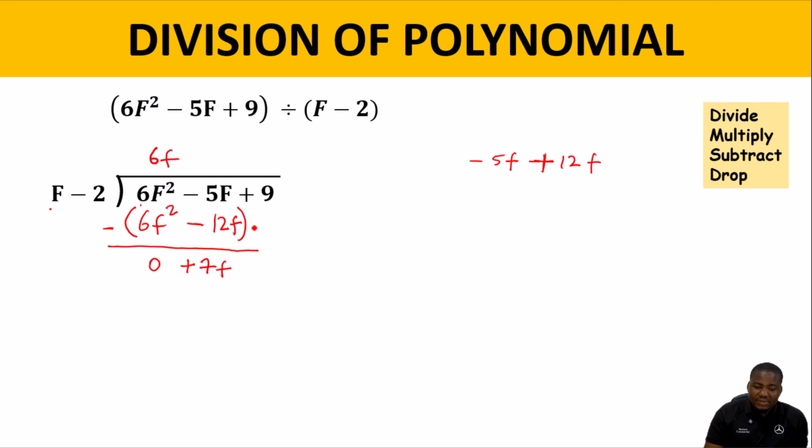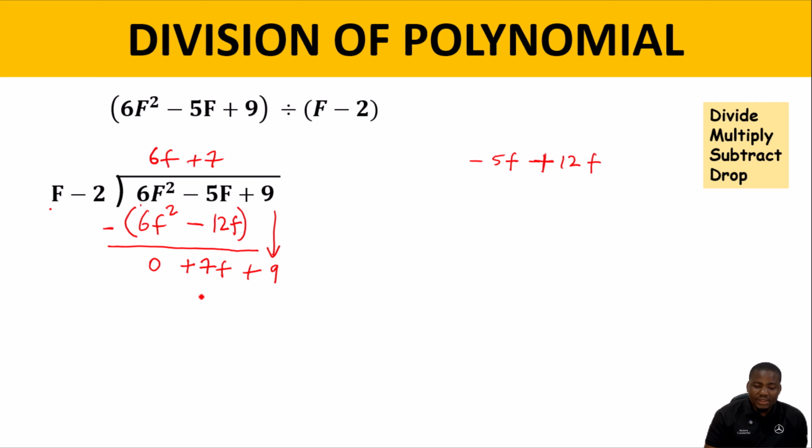So we have positive 7f plus 9. Now, from here, the next thing we would want to do is divide this 7f by f. When we divide 7f by f, we get 7.